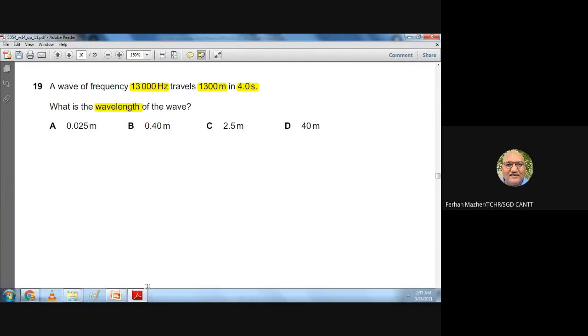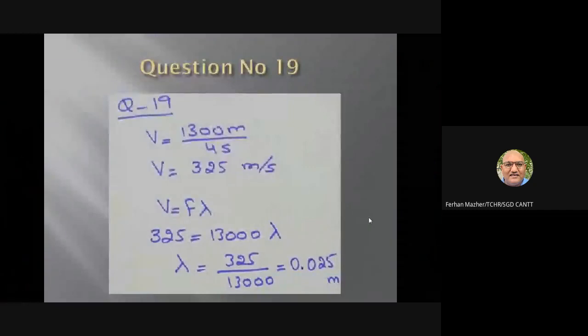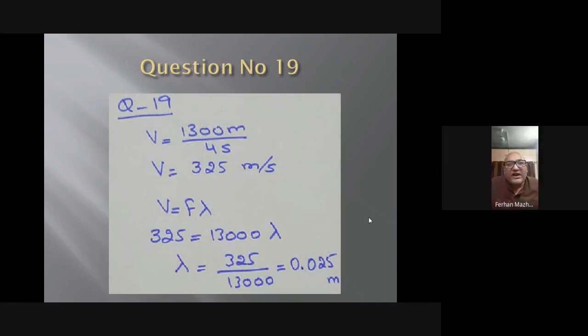I've done this on a paper. Let me show you my work. So the velocity will be the distance traveled divided by time, 1300 meter divided by 4 seconds. 325 meter per second is the speed. V equals F lambda, so 325 equals 13,000 lambda, and lambda will be equal to 325 divided by 13,000, which is 0.025 meter. Very important numerical.